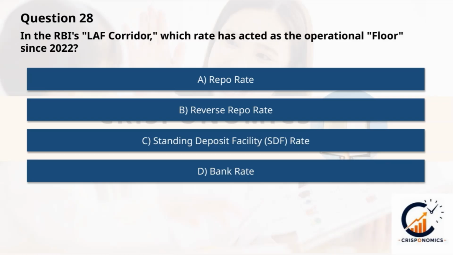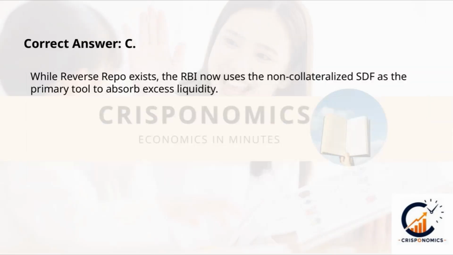stabilizes the economy. While the reverse repo facility still exists, the Reserve Bank of India has shifted its focus. Now, it primarily uses the non-collateralized standing deposit facility, or SDF, to mop up excess liquidity. This tool allows the RBI to manage cash flow more flexibly, without requiring collateral. It's a subtle but important shift in how monetary policy operates day to day. Understanding this change helps us see the RBI's evolving approach to liquidity management.